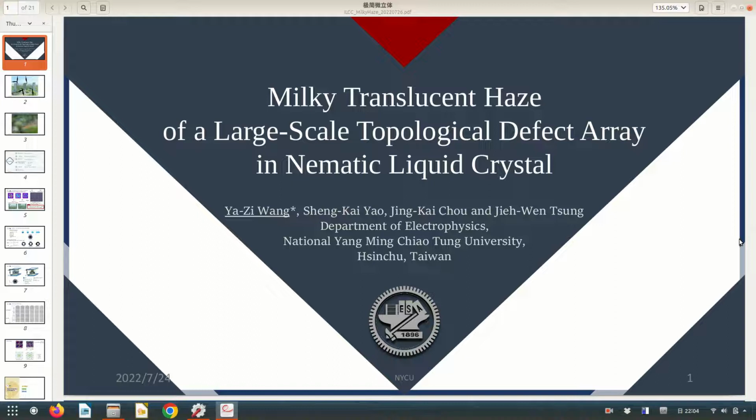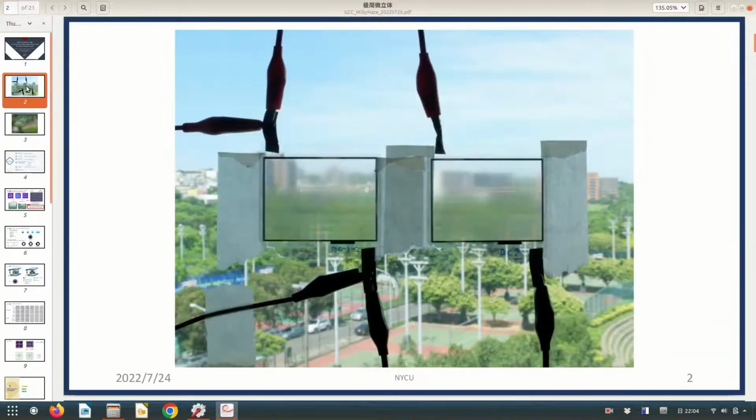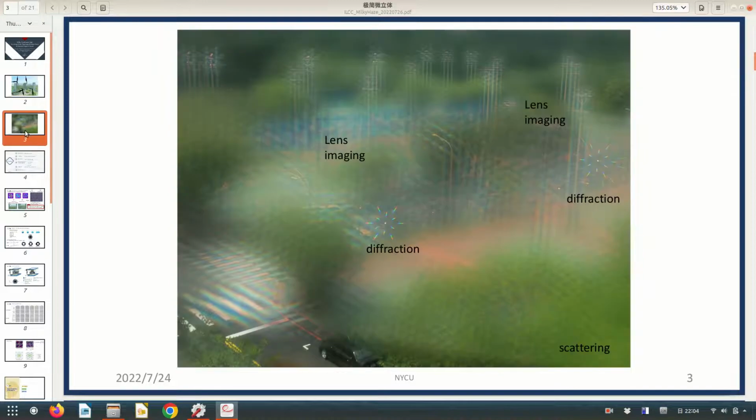The topic is milky translucent haze of a large-scale topological defect array in nematic liquid crystal, which looks like this. This is the milky translucent haze. If we take a closer look, actually it's quite complicated. We can see diffraction, we see lens imaging, and we see the scattering.